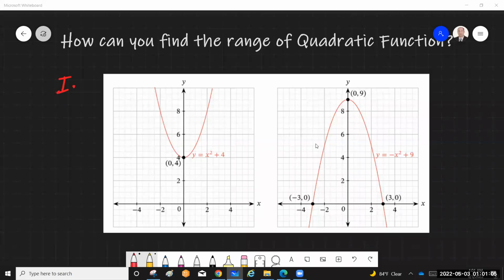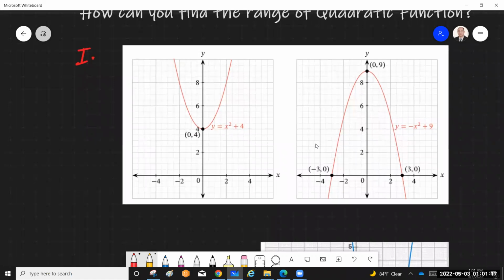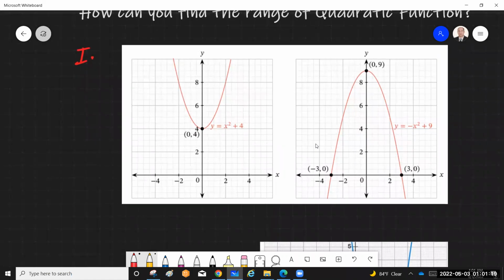Hello everyone. In this video, I'd like to show you how you can find the range of a quadratic function. There exist two methods. Number one, from the graph. If the quadratic function is drawn, the graph tells us where the function is drawn with respect to the y-axis.